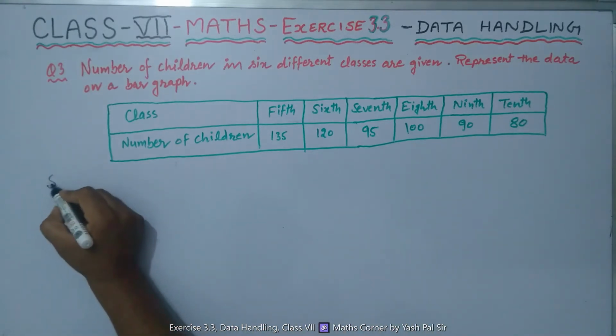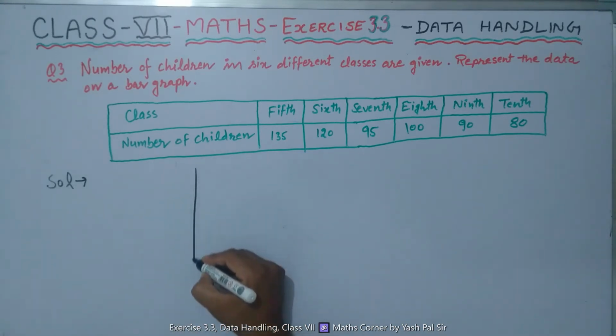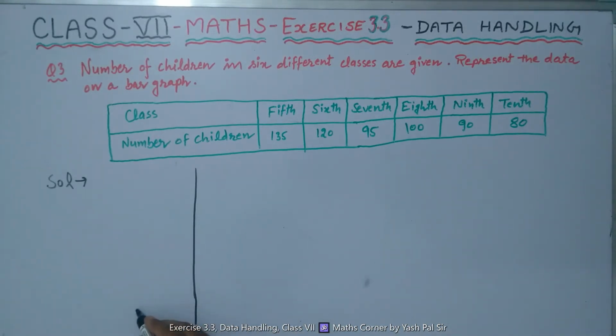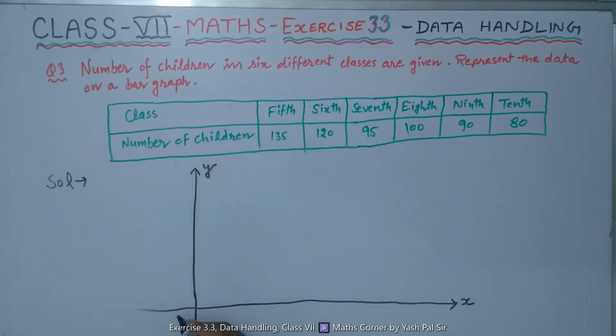So how to make the bar graph? First of all, with the help of a scale, we draw one vertical line, then a horizontal line. Two lines will be drawn here. Here we mark an arrow sign. This is called the x-axis. Here also we put an arrow sign. This is called the y-axis, and here we put 0.